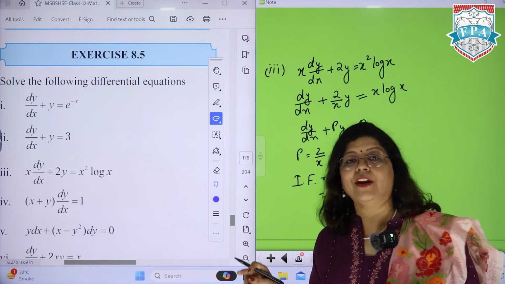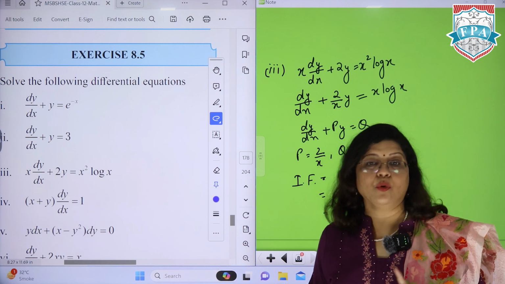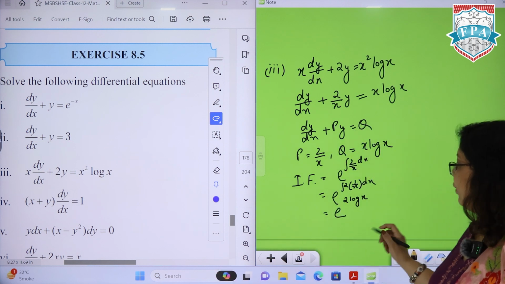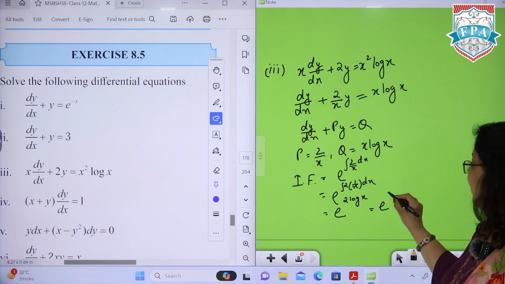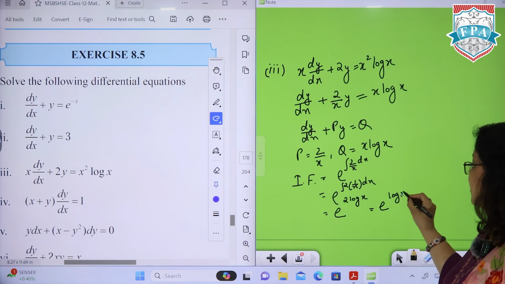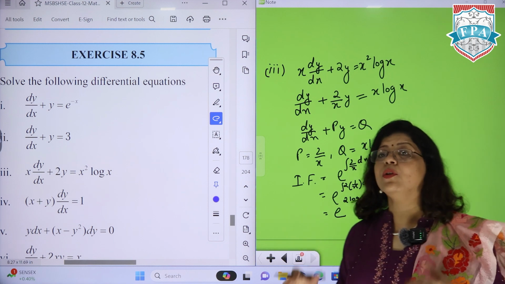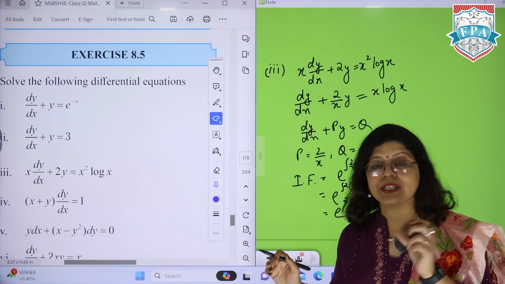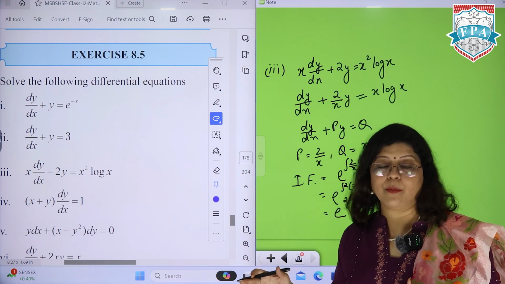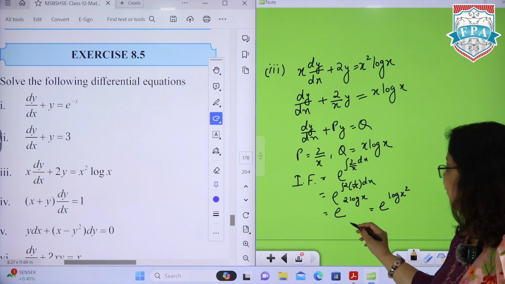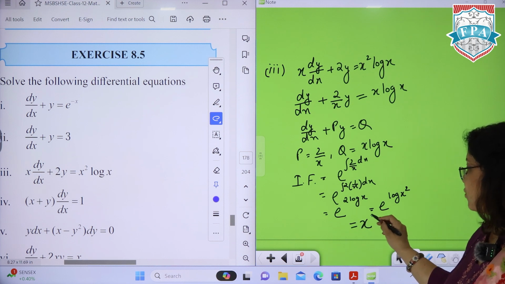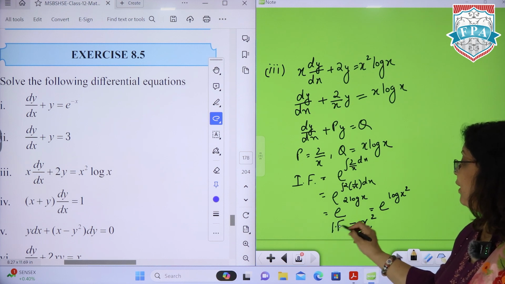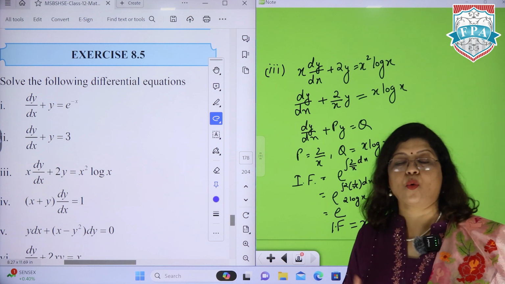Here, when you are taking the integral, don't bother about c. We don't have to write c over there. We'll just calculate. This can be simplified as log x square, and e to the power log of any term is that term itself. I had done this with you earlier also. So then we can directly come to the answer as x square. So your integrating factor over here is x square.